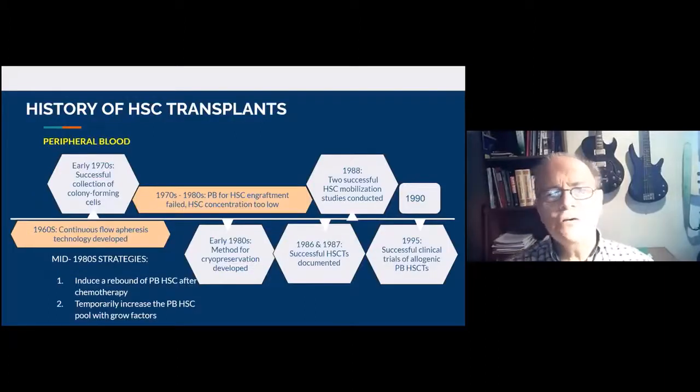How about the history of peripheral blood? In the early 70s, successful collection of colony-forming cells.